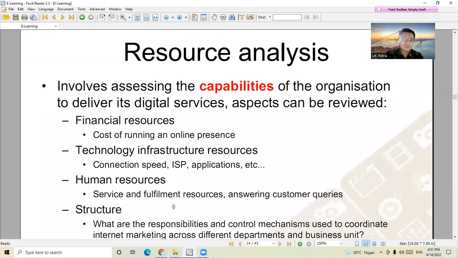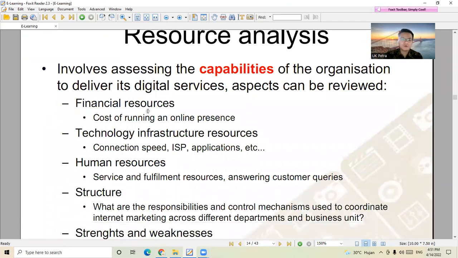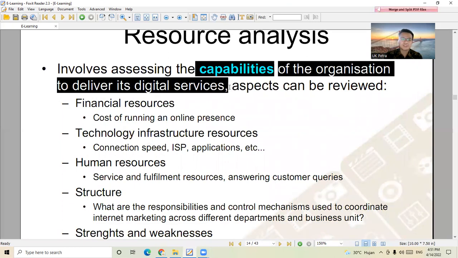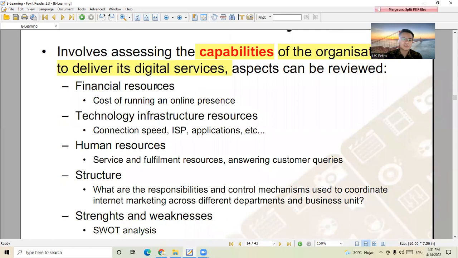The next part is the resource analysis. It involves assessing the capabilities of the organization to deliver its digital service, and these are the aspects that can be reviewed by digital marketers. Of course, the first one is financial resources. If you want to do digital marketing, especially for big companies, they have to be concerned about the financial side. So how much money do you want to spend?